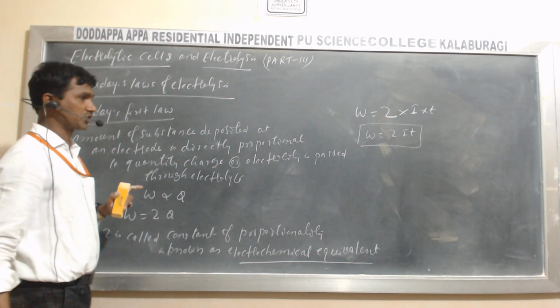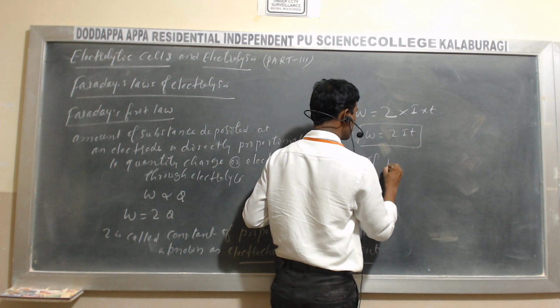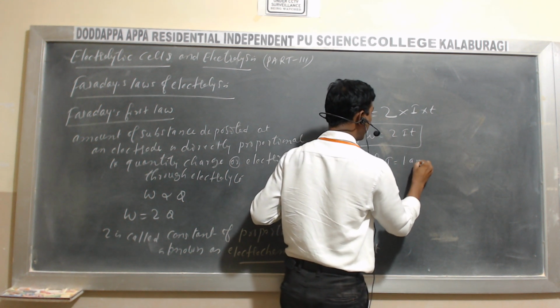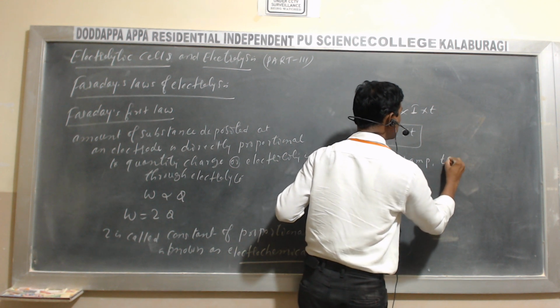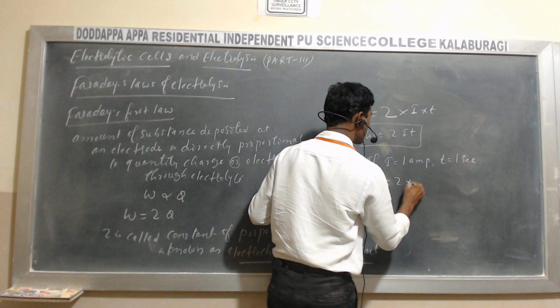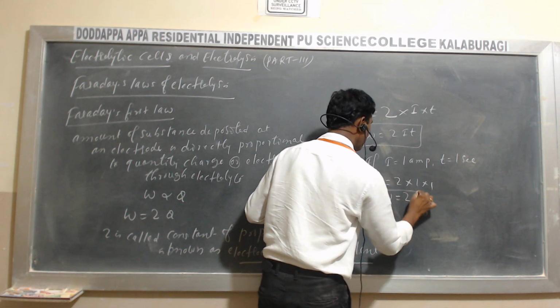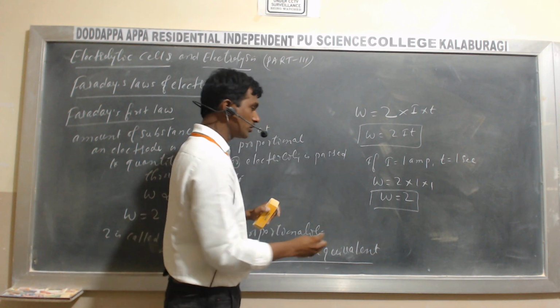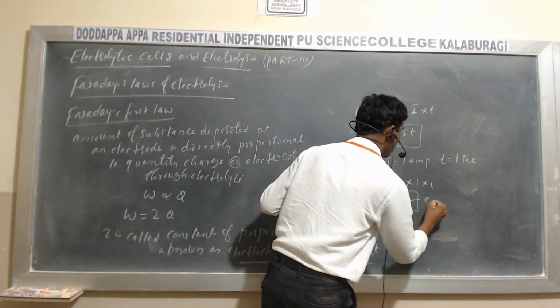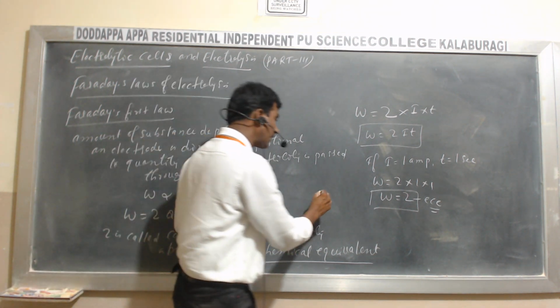Suppose the current is equal to 1 ampere and time is equal to 1 second. Then W is equal to Z into 1 into 1. So W is equal to Z. So Z is called ECE, electrochemical equivalent. So what is electrochemical equivalent?